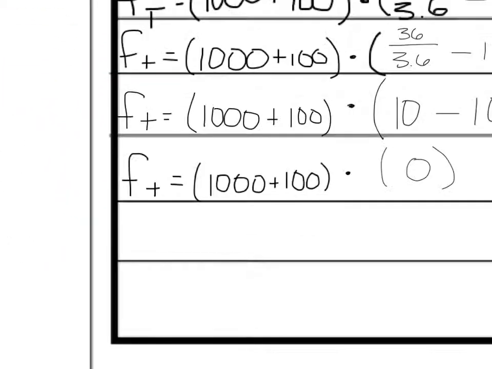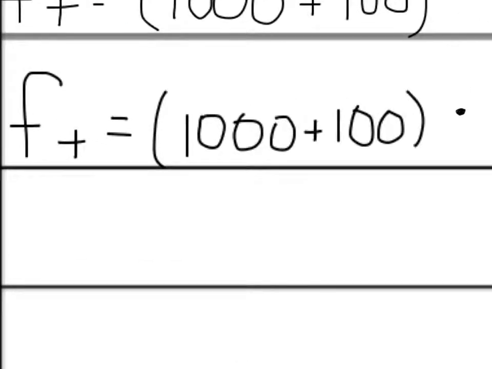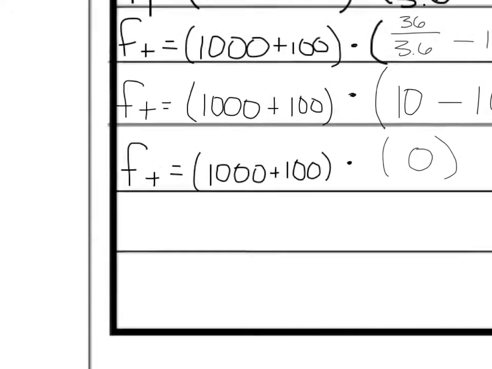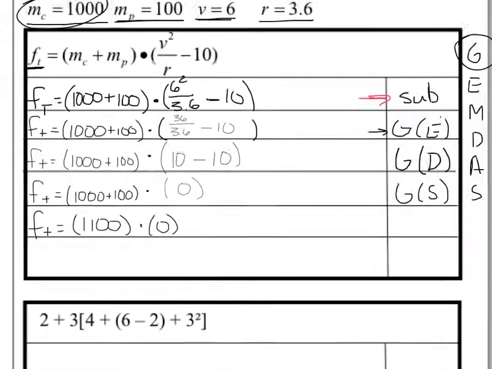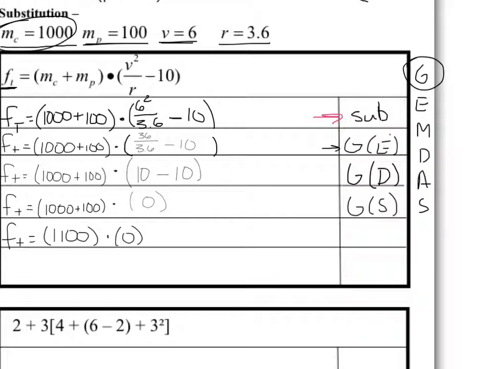So now we're going to move over to this set of grouping symbols. There's only one operation inside this set of grouping symbols, so we're going to add them together. So we will get F sub T is equal to 1,100 times 0. And our explanation is that inside this grouping symbol, we did our addition.